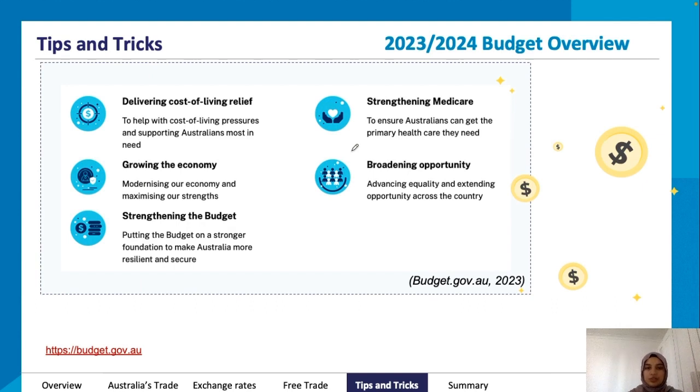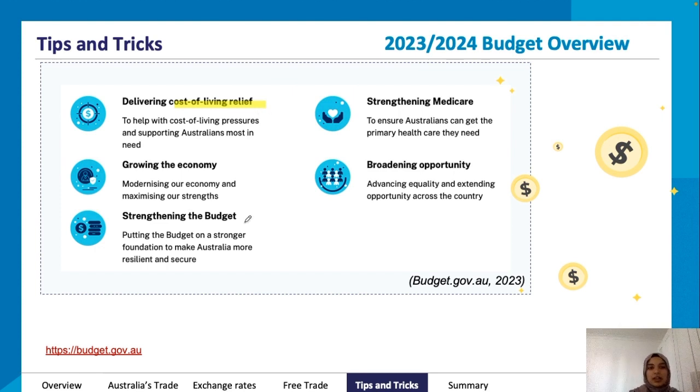So, before we do that, I did want to go through a bit of an overview of the 2023-2024 budget. So, there is this idea of delivering cost of living relief. These are some of the main concepts that I just screenshotted from the budget.gov.au website, just as some of the main features that have made themselves onto the headlines of the budget articles.